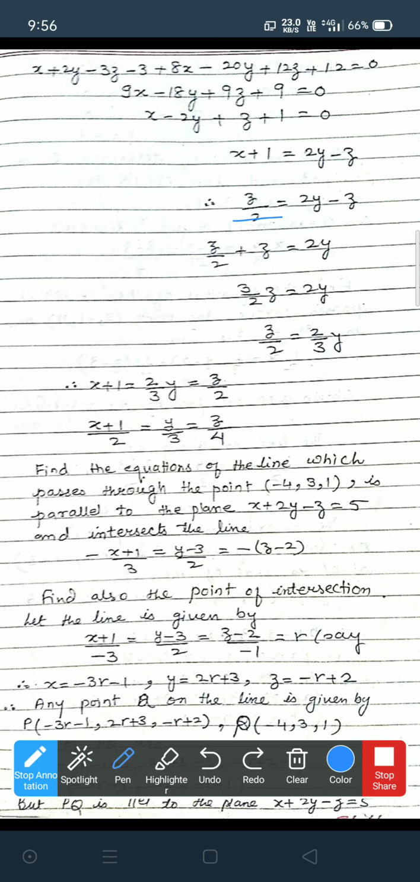So z by 2 plus z is equals to 2y. So 3 by 2 z is equals to 2y. So we get z by 2 is equals to 2 by 3y. Then we have x plus 1 is equals to z by 2, and this z by 2 is same as 2 by 3y. So this is x plus 1 is equals to 2 by 3y is equals to z by 2.